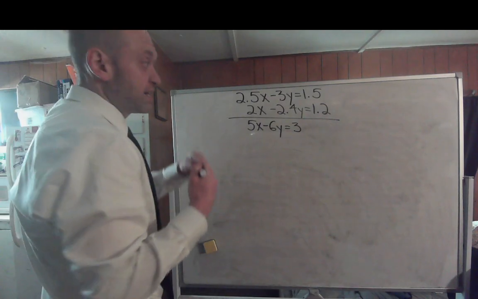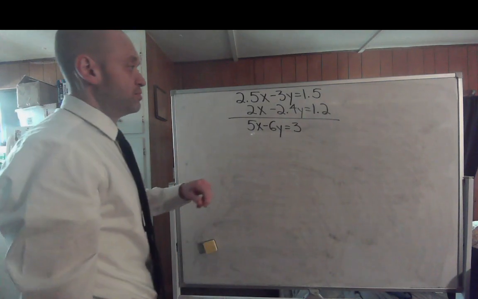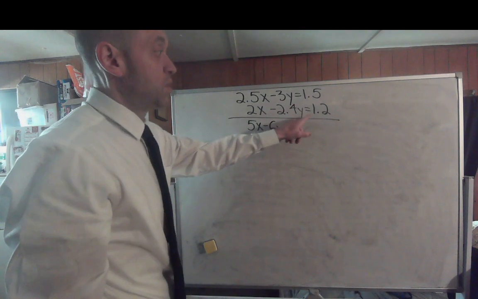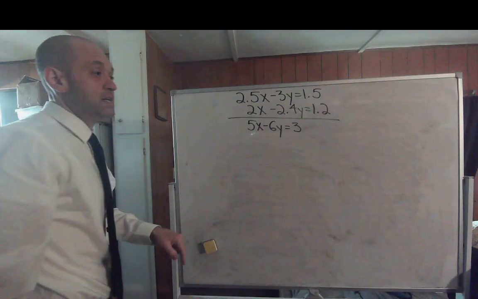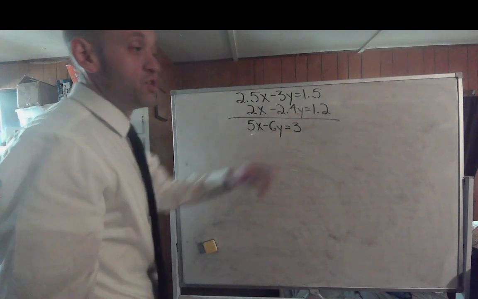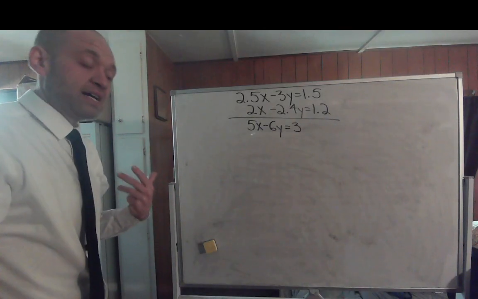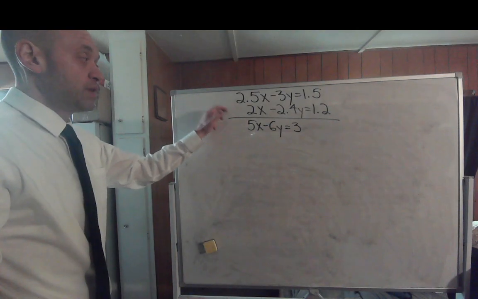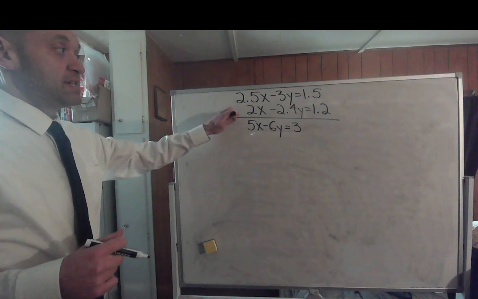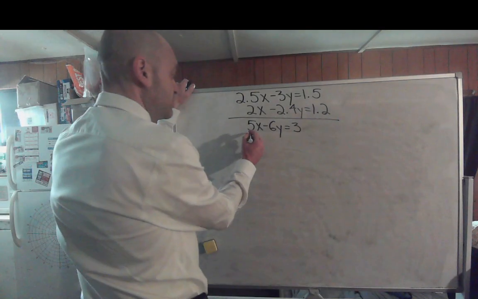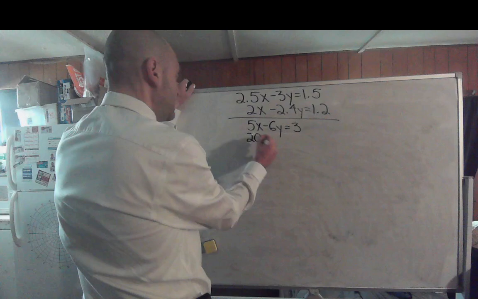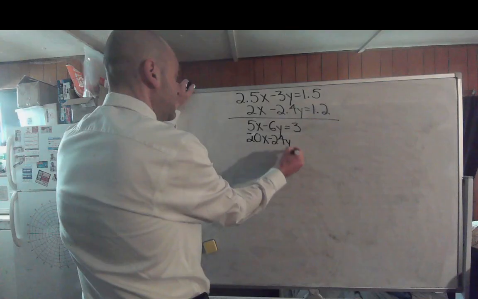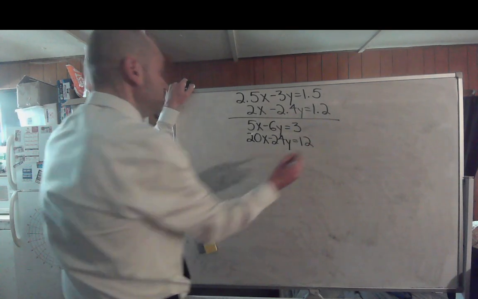And then in your second equation, not quite as simple, because you have 2x minus 2.4y equals 1.2. Since you have one decimal place, you'll have to multiply the entire second equation by 10 to get rid of that decimal. So if you do that, you'll end up getting 20x minus 24y equals 12.